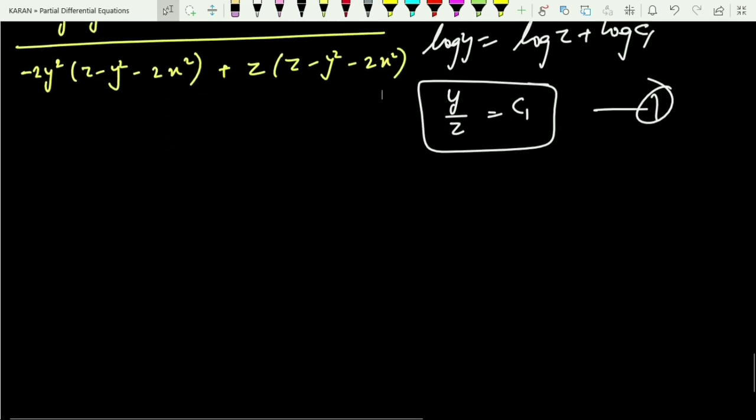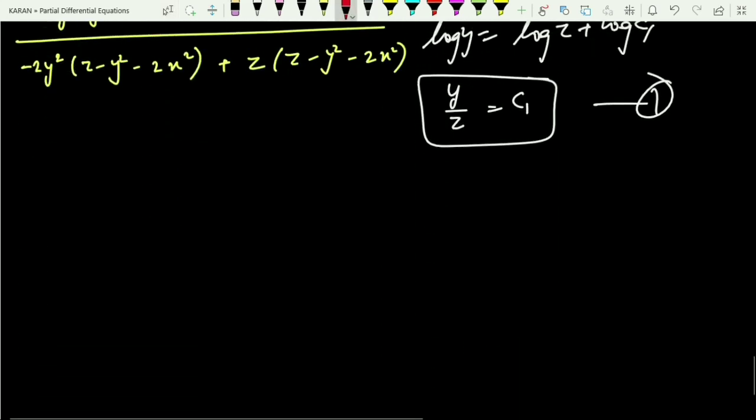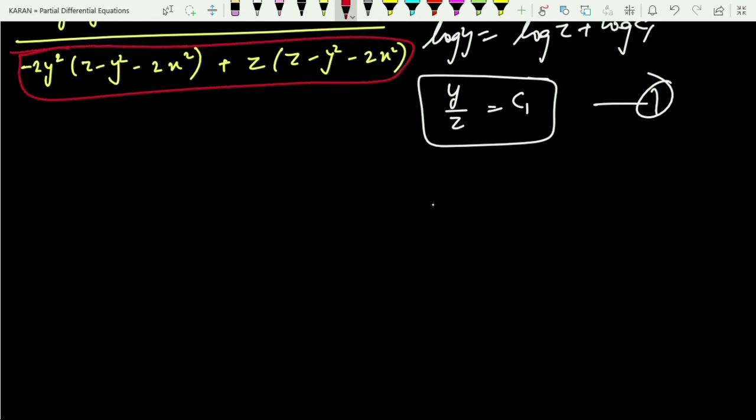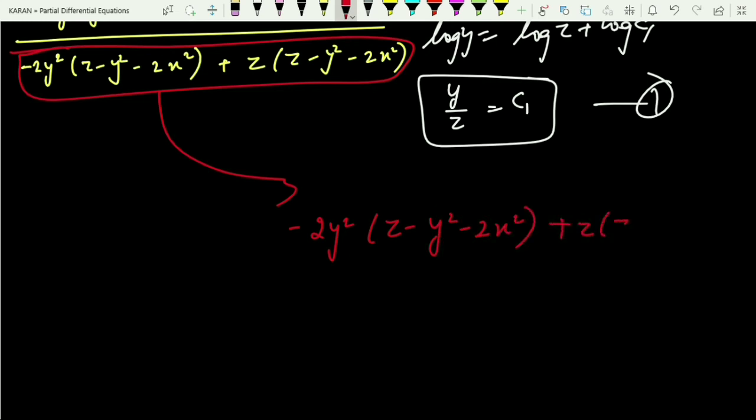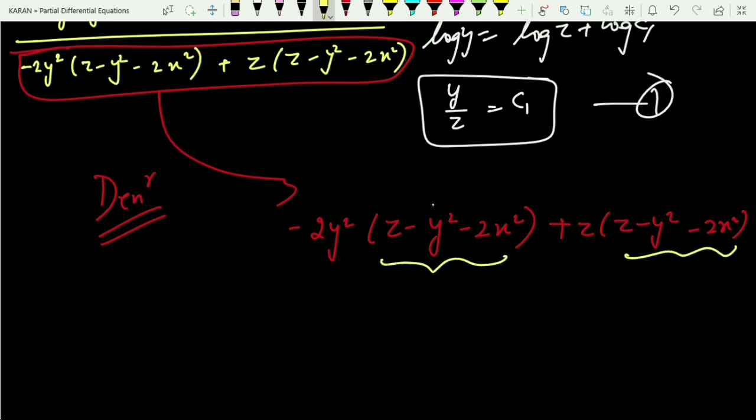Now let us quickly solve the denominator part first and see what things will get common, and whether it can be converted into some beautiful format or not, right? So this is minus 2y square multiplied with (z minus y square minus 2x square), plus z times (z minus y square minus 2x square). So we are interested to solve the denominator part first and just observe if we get anything beautiful. So we can clearly see that this thing, (z minus y square minus 2x square), is common. So just take it out common. So in the bracket we have z minus 2y square.